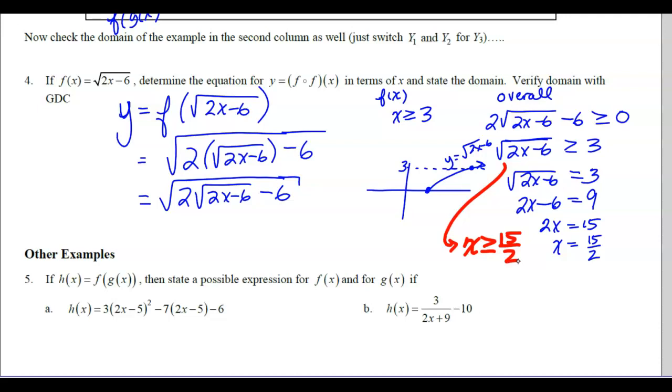So where do these overlap? Well, this is 7.5. That's 3. So this will be your winner, right? Because let's say I chose 4, because I thought of this domain. If I put 4 in here, I get 8 minus 6 is 2. I get then 2 root 2, which is going to be less than 6. So I'd end up with a negative. So I check these, and where do they overlap? Right, this one. So this is your domain.